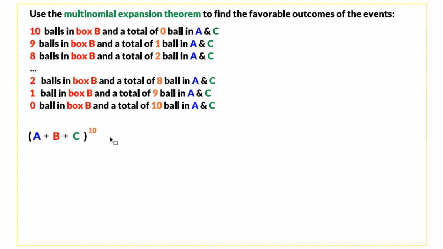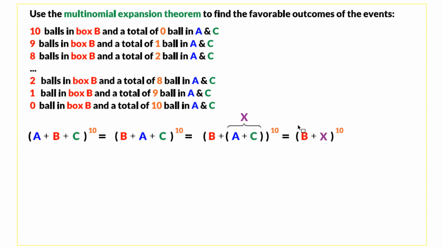So if we place B first and A second, as we see here, and we combine A and C together and call them X, now we replace A plus C with X. So now we have a binomial expansion of B plus X to the power of 10.